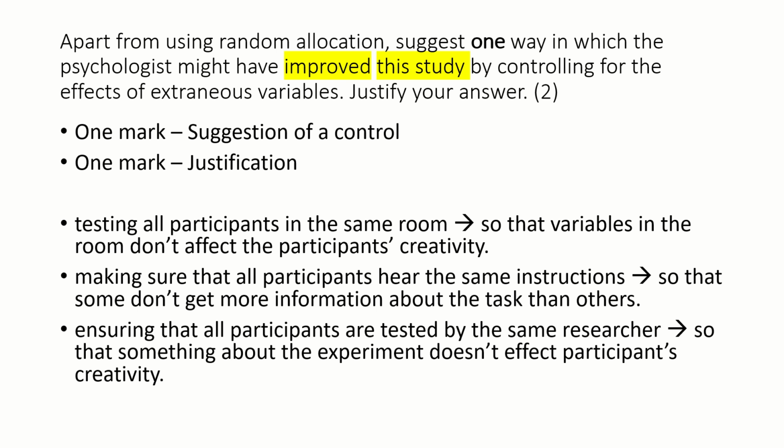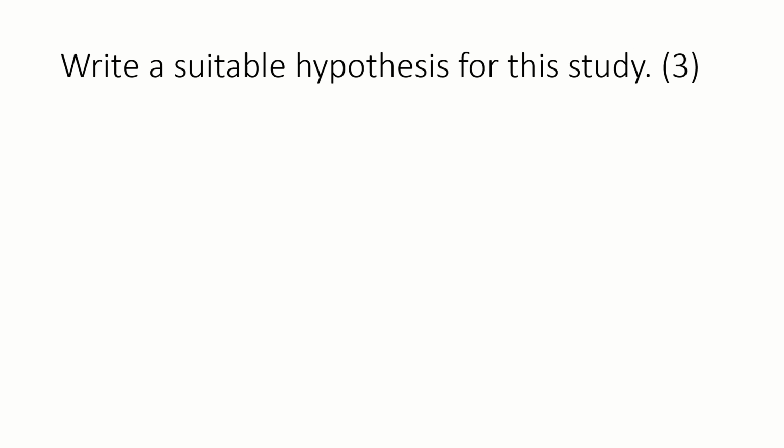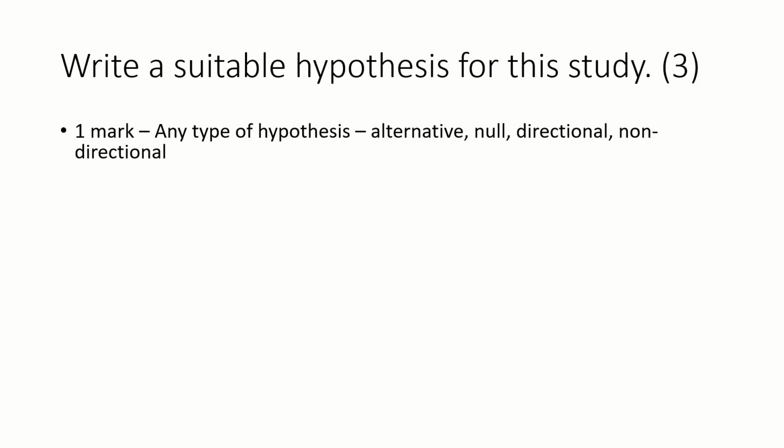You get your 2nd mark. And if you've been able to underline something to contextualise it, then you can get both marks. If you haven't, you don't get any marks. Write a suitable hypothesis. You get 1 mark for any type of hypothesis. If what you've written looks like a hypothesis, an alternative, a null, a directional, non-directional, then you can access your 1st mark. If you've started with the phrase to investigate, that's not a hypothesis, that's an aim.